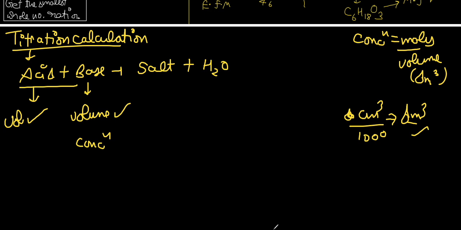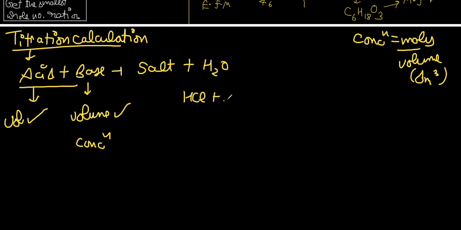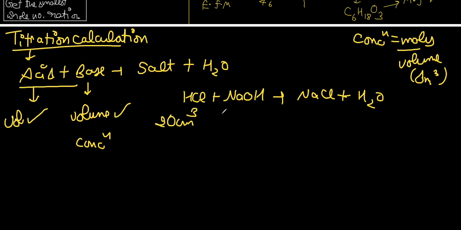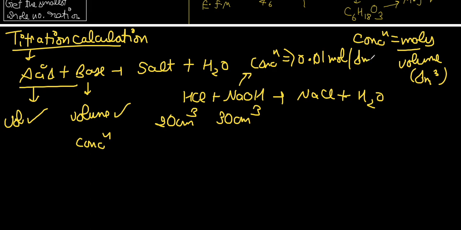So let's do a sample question of this titration calculations. Let's say HCl reacted with NaOH to form NaCl and H2O. Now in the question it was given that 20 centimeter cube of HCl reacts with 30 centimeter cube of NaOH, whose concentration is 0.01 mole per dm cube.